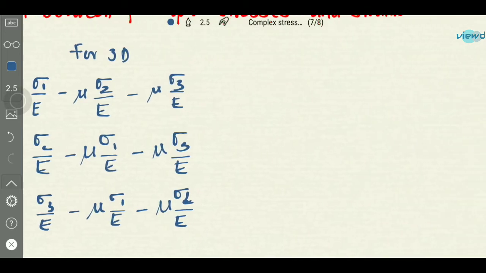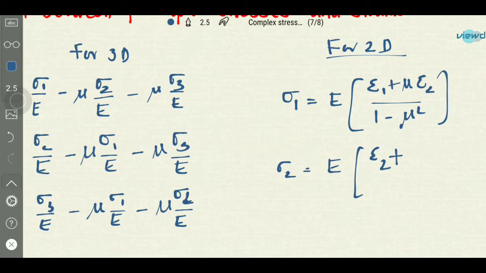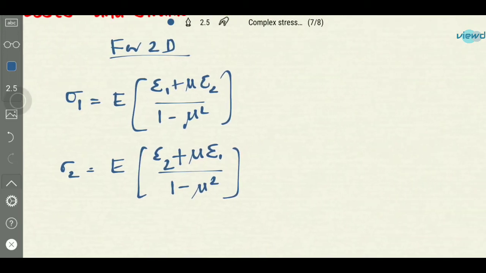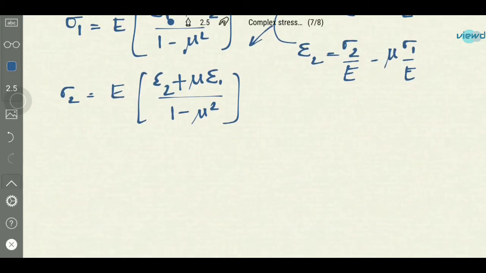And the same follows for 2D. Epsilon 3 will not be present for 2D. For 2D, we write the relation between stress and strain like this. Sigma 1 will be E into epsilon 1 plus mu into epsilon 2 divided by 1 minus mu square, and sigma 2 will be E into epsilon 2 plus mu into epsilon 1 divided by 1 minus mu square. So how did we get this? Epsilon 1 will be sigma 1 by E minus mu into sigma 2 by E, and epsilon 2 will be sigma 2 by E minus mu into sigma 1 by E in case of 2D. By solving these two equations, we get sigma 1 and sigma 2 in terms of principal strains.